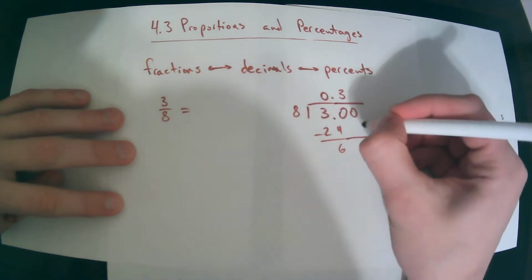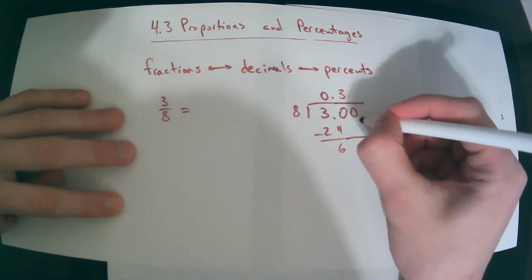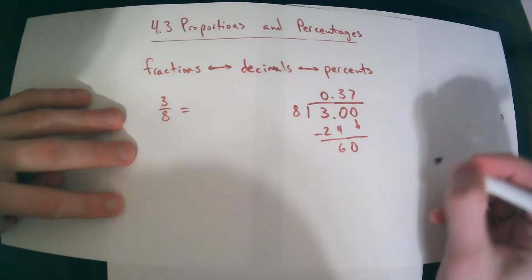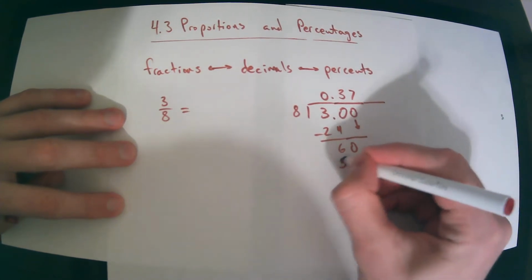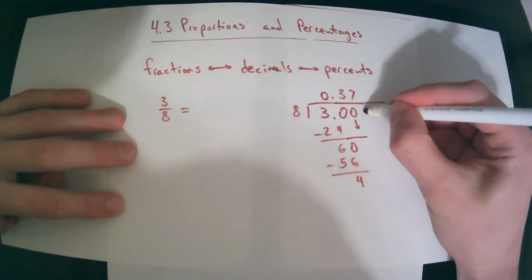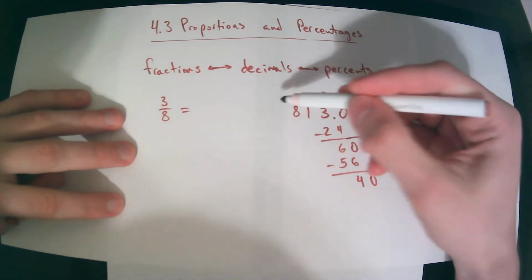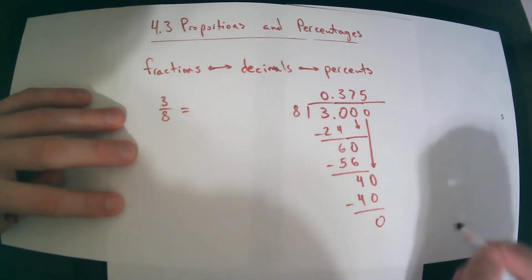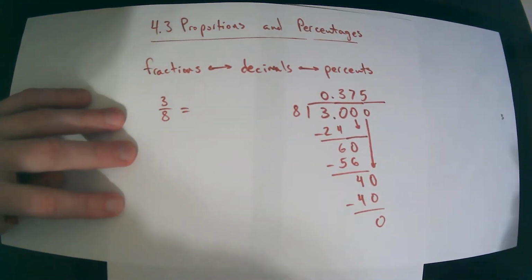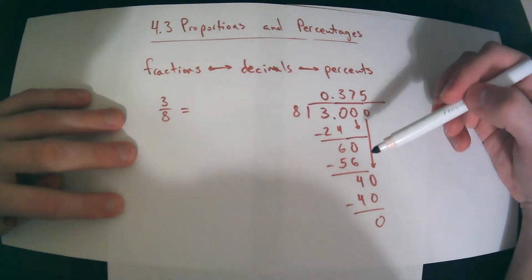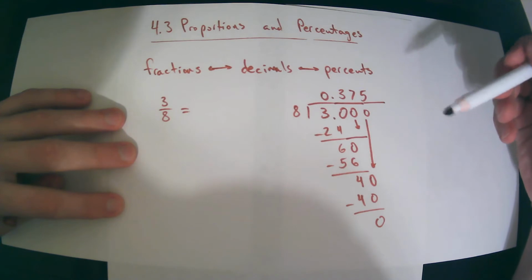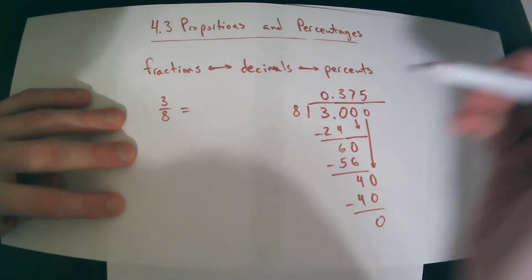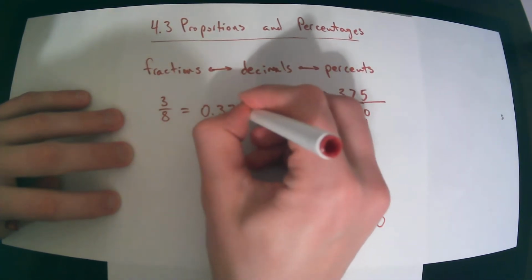Then stack another 0 behind the dividend here and then drop it. And then how many times does 8 go into 60? 7 times. Subtract, stack another 0, drop it right there. How many times does 8 go into 40? And you just keep going, keep stacking zeros until you reach that point where you have a 0 remainder. You could have a situation where you start to notice a repetition, but in this case, it just stopped at 0. So that's it. 3/8 is 0.375.